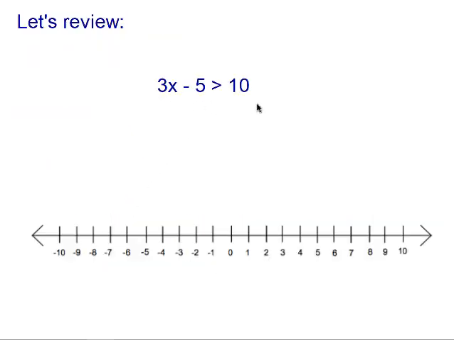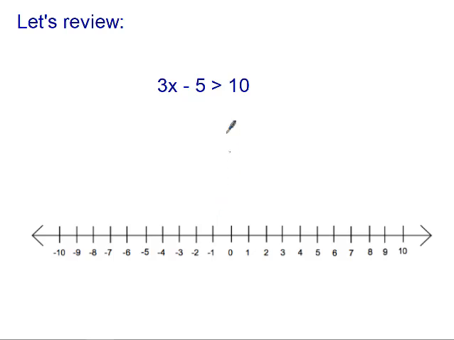Okay, so here's our first inequality. 3x minus 5 is greater than 10. Now in most of the inequality problems that I'm going to give you, we're going to have to graph the solution, because this is where we've got to either do the open circle or the closed circle, and then we shade to the left or to the right.